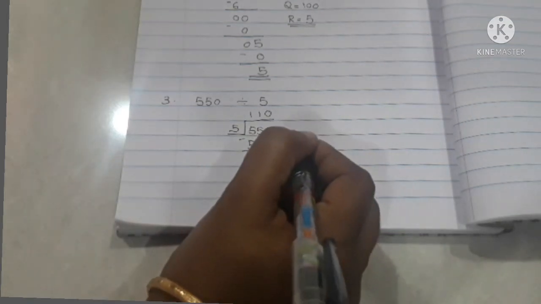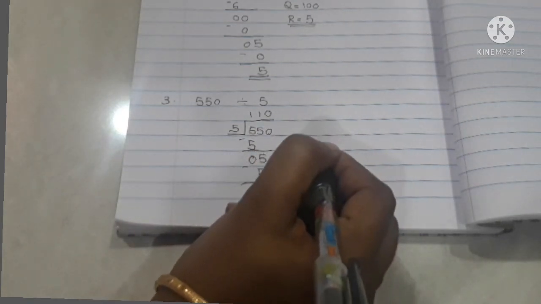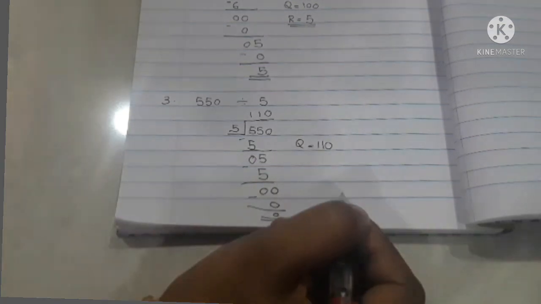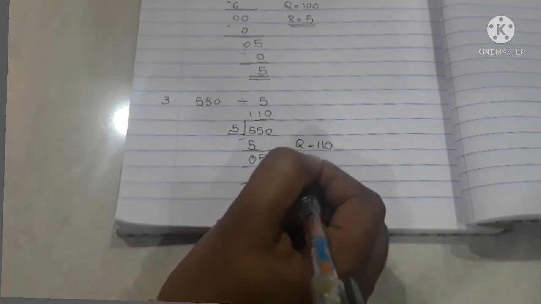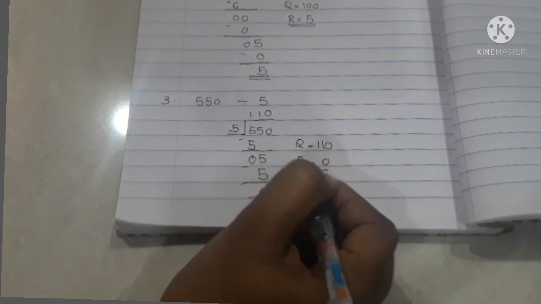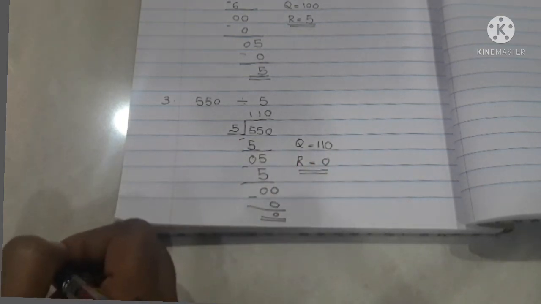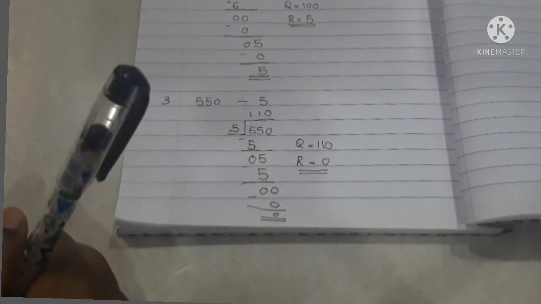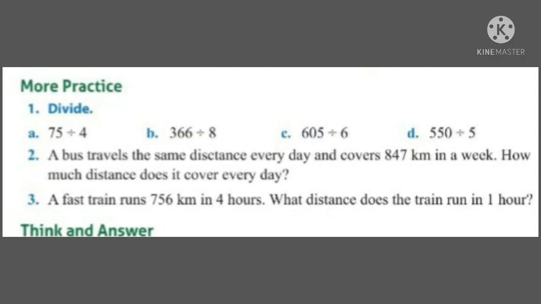So what is the quotient, children? Yes, it is equal to 110. And remainder, it is equal to 0. So did you get the answer, children? Yes, very good. Now let's do the next question. So that's a word problem. So let's read the question first.